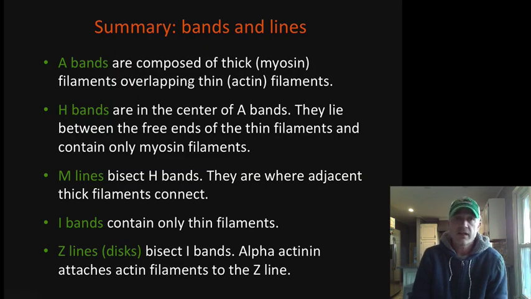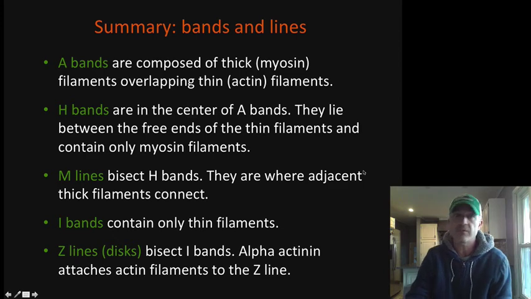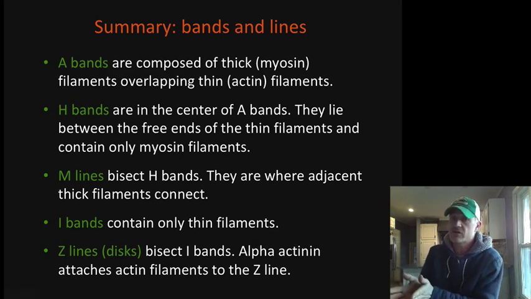This kind of gives you the idea what the A bands and the I bands are. To me, I'm most concerned that you know what the A bands are, which are where the thick filaments and thin filaments overlap, and that gives you the dark part of the muscle fiber, or the dark part of the striation. I also want you to know what the I bands are.